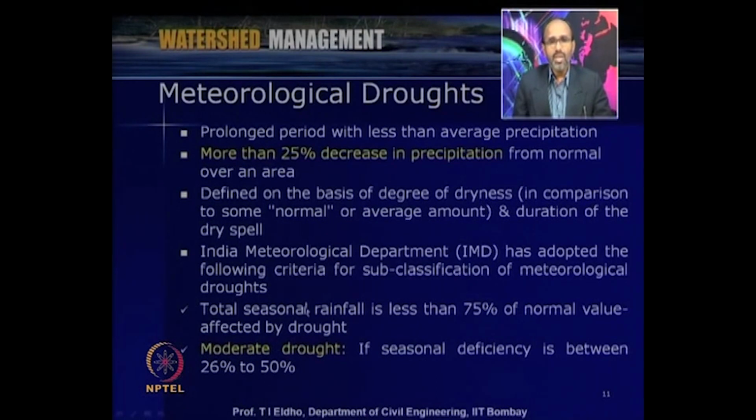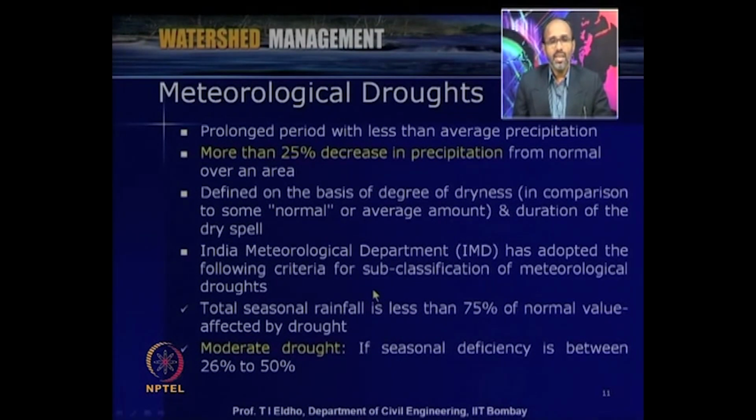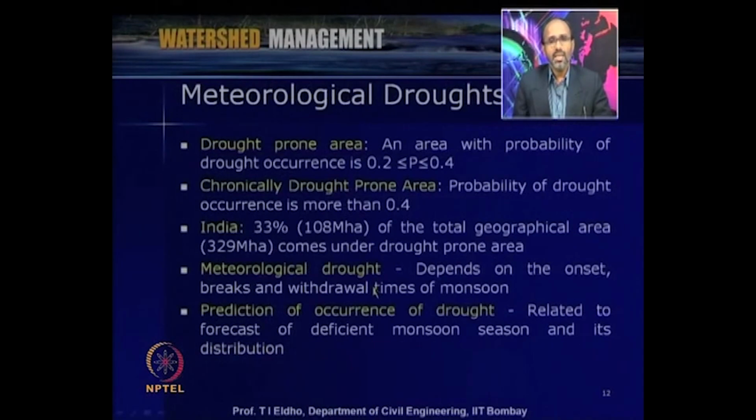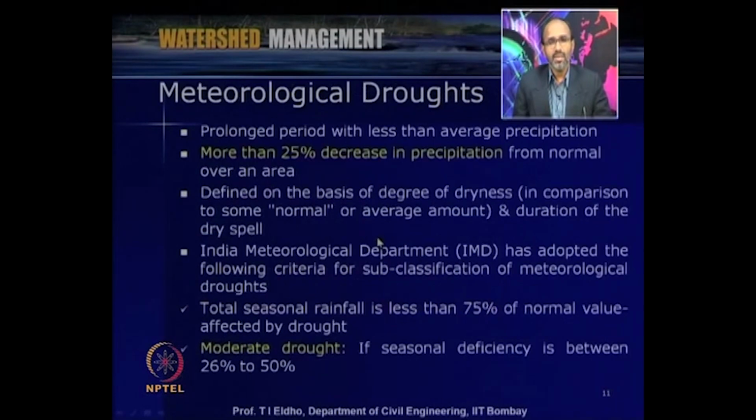If the total season rainfall is less than 75% of normal value, the area is affected by severe drought. Then moderate drought is if seasonal deficiency is between 26 to 50%. Then the third category is where the deficiency is up to 25%. So, that way we have mild, moderate or severe drought conditions.